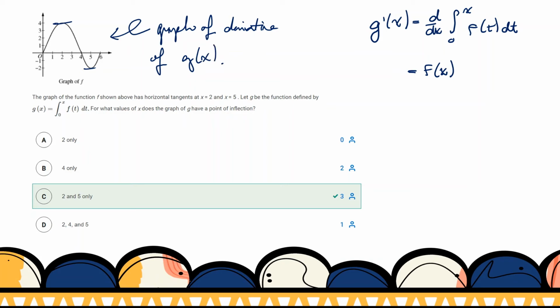So they ask you, knowing this and knowing that there are two horizontal tangents, what values of x does the graph of g have a point of inflection? So really just knowing the definition of inflection points, then you can easily see that the answer is 2 and 5.